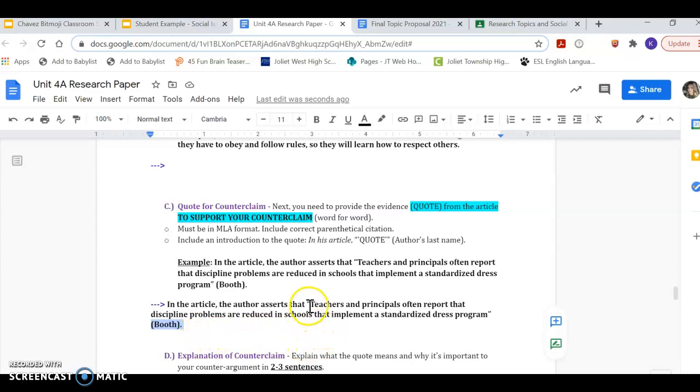So my quote says, "Teachers and principals often report that discipline problems are reduced in schools that implement a standardized dress program." Because remember, my example prompt is, should students wear uniforms to school? Now, yesterday I went over how my viewpoint is no, they should not. And I completed paragraph 2 on my viewpoint. Now, all of paragraph 3 will be about the opposing viewpoint, stating how uniforms should be worn.